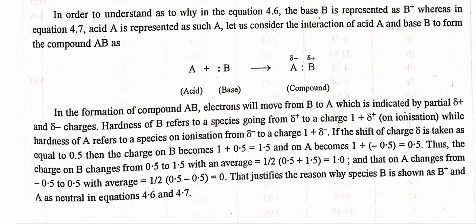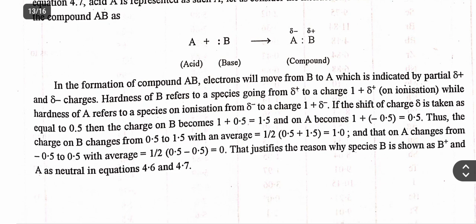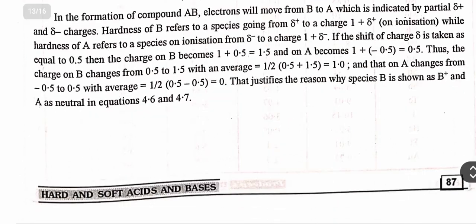Thus the charge on B changes from 0.5 to 1.5 with an average of half of 0.5 plus 1.5, which is equal to 1, and that on A changes from minus 0.5 to 0.5 with average 1 by 2 of 0.5 minus 0.5, which is equal to 0. That justifies the reason why species B is shown as B plus and A as neutral in equations 4.6 and 4.7.